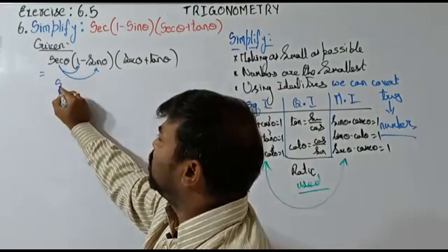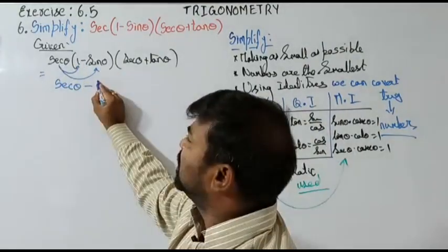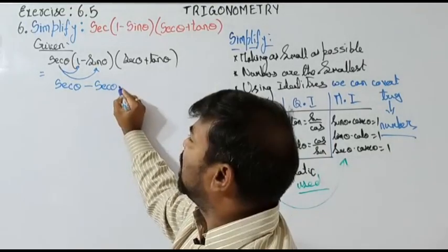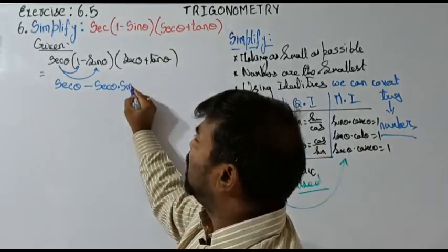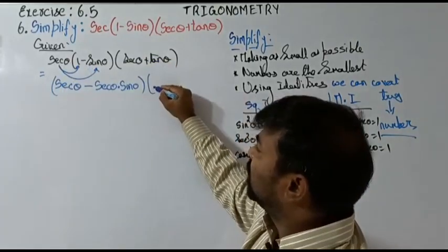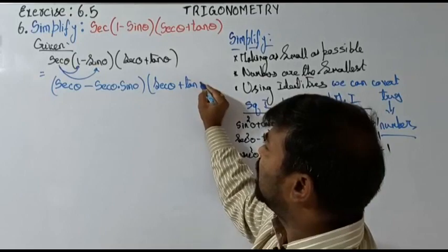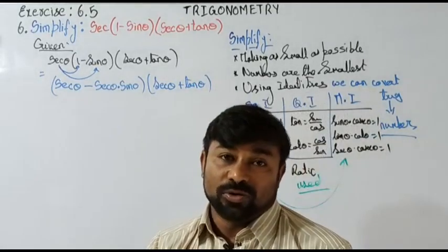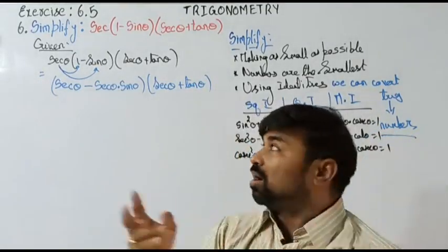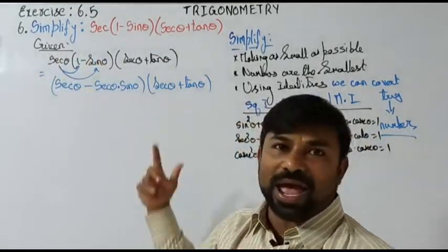Secant theta into 1, obviously, is secant theta, minus secant theta into sine theta. It's nothing but secant theta into sine theta. This is the first one. When we have multiplied, obviously don't forget this, it is in the form of secant theta plus tan theta. I think you are able to understand. When I am planning to make it smaller, instead of two things I distributed inside, I made it into two brackets.